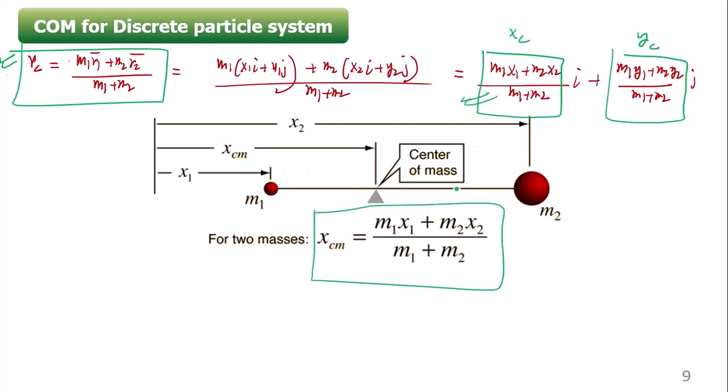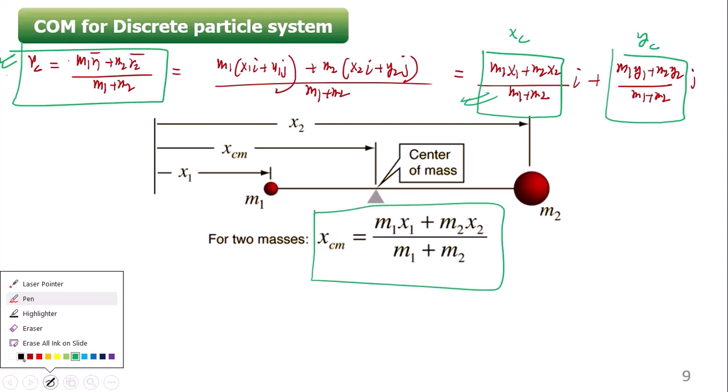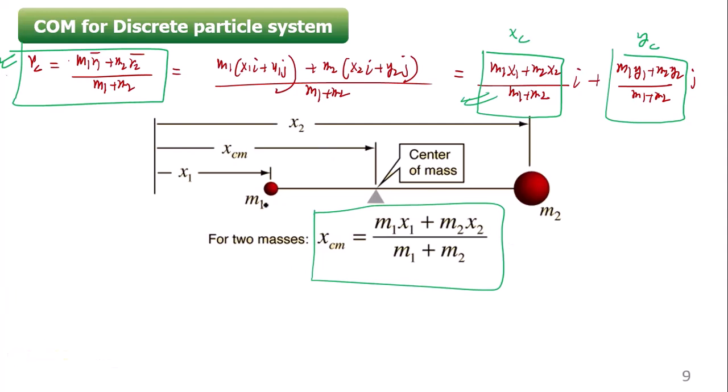Now, if I join the two particle system by a straight line and place my origin at point M1, then for the M1 particle, X1 is 0 and Y1 is 0, because this is the X and Y coordinate of the M1 particle. Similarly, if M2 is located at a distance R from the origin, the coordinate of M2 is R comma 0, and 0 comma 0 is the coordinate of M1, because I am placing the origin on M1.